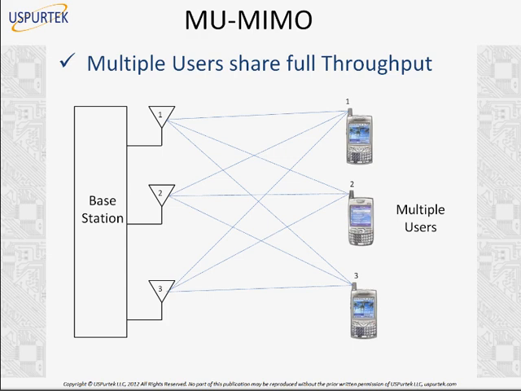In both LTE and WiMAX, multi-user MIMO is a configuration that is used because you have a range of subcarriers, and each user will be assigned a specific subcarrier to use when transmitting, as well as when receiving.